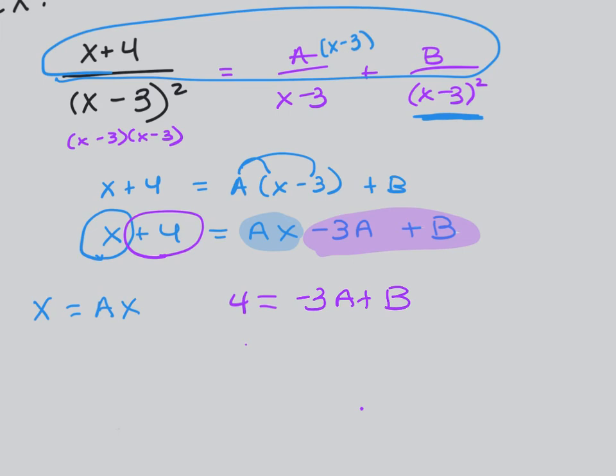Now what can I do to the one on the left to solve for A? How do I get A by itself if it's in a multiplication statement? Divide by x. And x divided by x is what? 1. Now I'm using substitution because I know what A is. So I plug it into the second one.